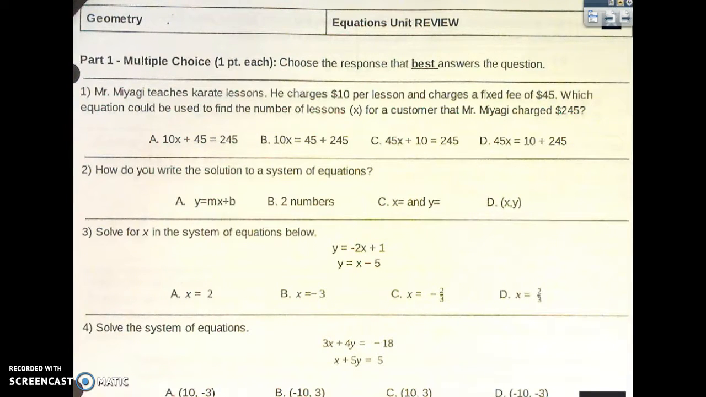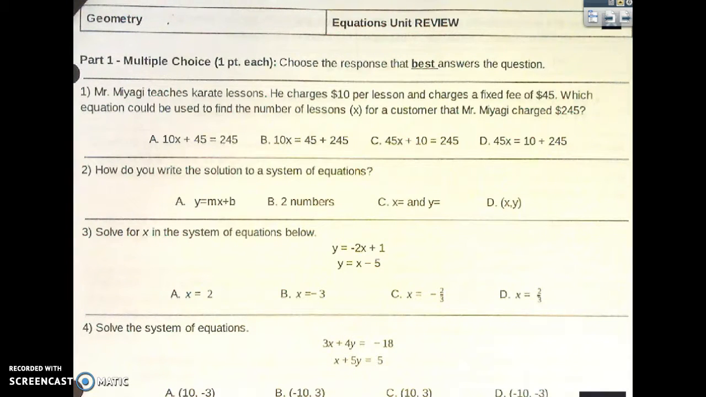We are going to take a look today at our geometry equations unit review for our upcoming test, which consists of 12 multiple choice questions followed by 2 open-ended questions. So in this first video we're going to try to go through everything for the multiple choice part. Okay? Alright, question number 1.